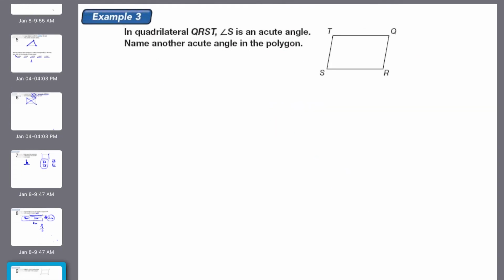In quadrilateral QRST, angle S is an acute angle. Name another acute angle in this polygon. So this is how we name angles. You do a little angle sign, and then whatever is in that corner. Angle S is right here, that angle. We want another acute angle, so less than 90 degrees. And if we look, it looks like Q. Angle Q is an acute angle.